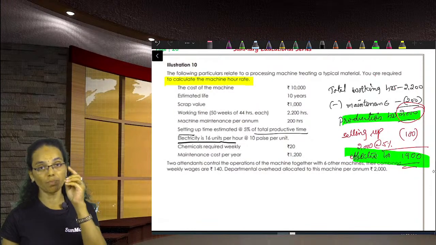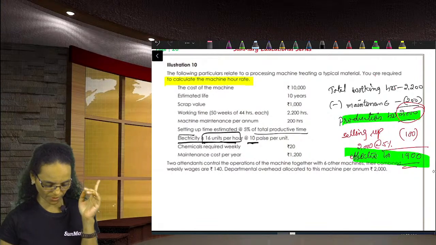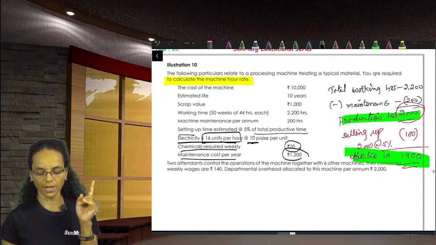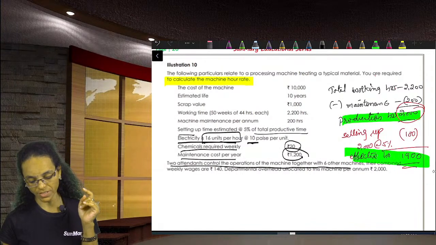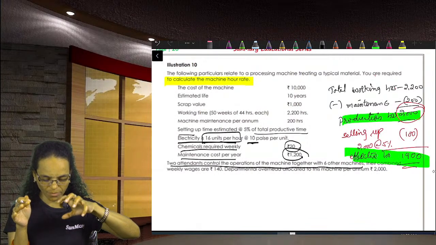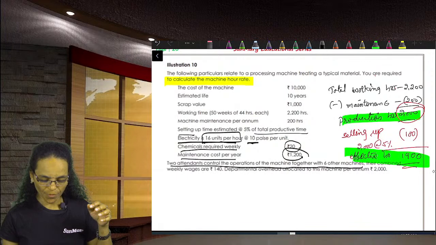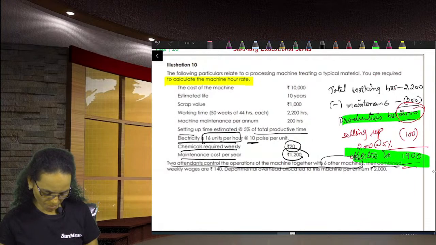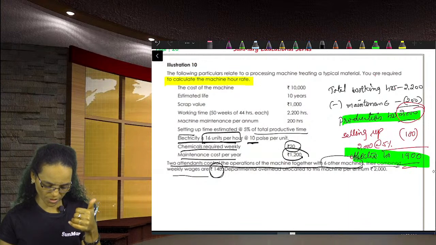Electricity is 16 units per hour. 1 hour it is consuming 16 units, 10 paisa per unit. Chemical required weekly 20 rupees and maintenance cost per year 1200 rupees. 2 attendants control the operation of the machine together with 6 other machines. When the machine is in operation, 2 attendants are working on this machine along with 6 other machines. Totally 7 machines we have. Their combined weekly wages are 140 rupees. Total wages 140 rupees to them.